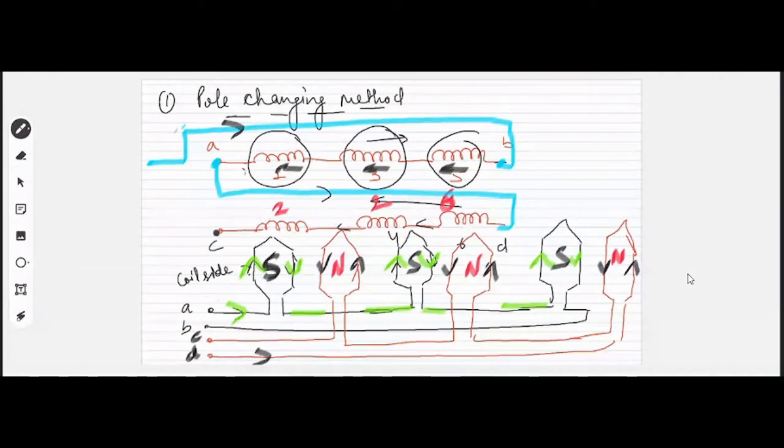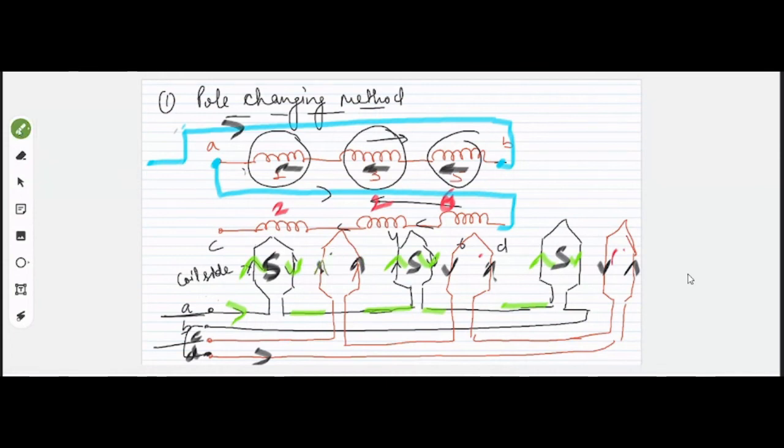So you can see that in this case, what will happen if we connect this A to D, right? And if we pass on the current through A and C, what will happen? The current in each of the coil will be in same direction, right? Current in the coil will be in same direction. And because of it, what will happen?